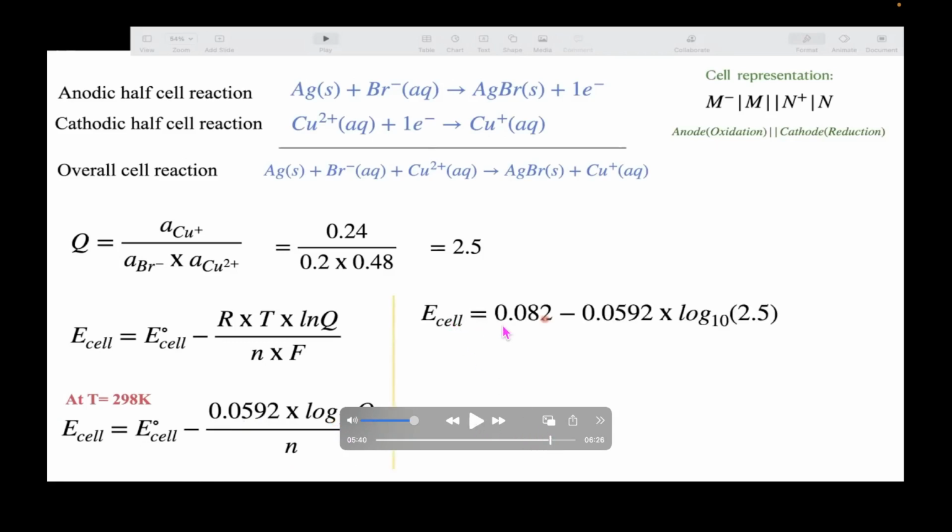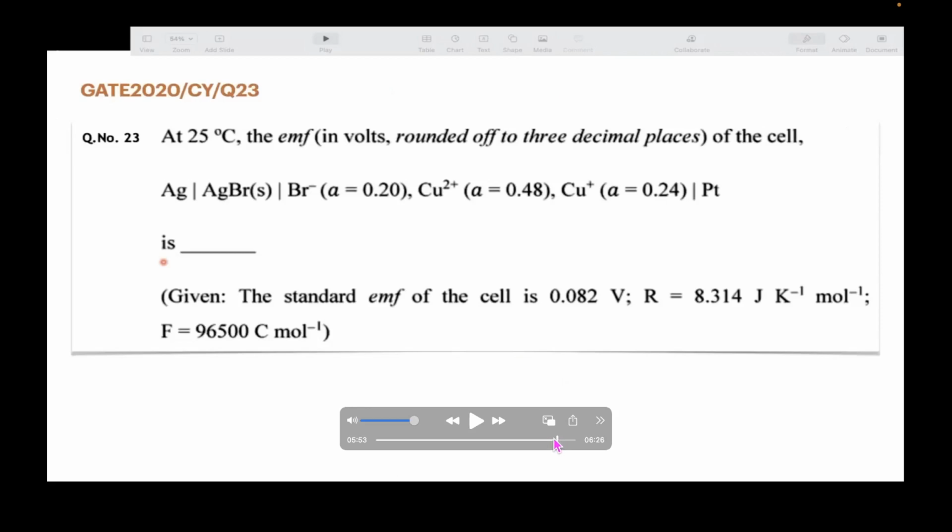So basically I already had my E naught cell, that is 0.082, and then I put in the value of Q that I solved from the overall cell reaction, and I get E cell as 0.058 volt. So do you guys have any questions?